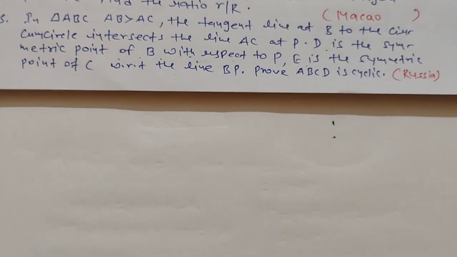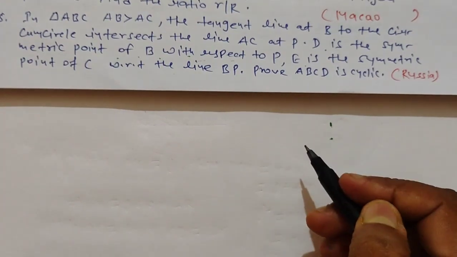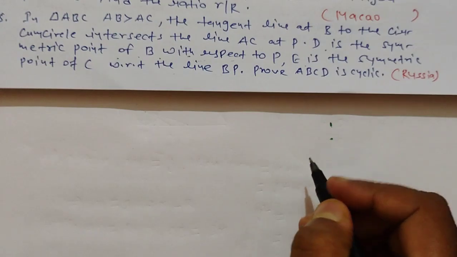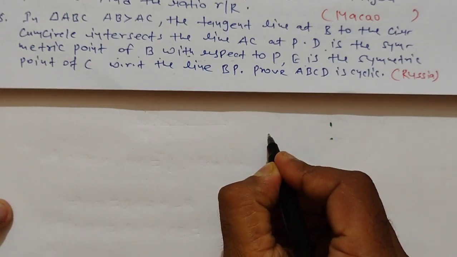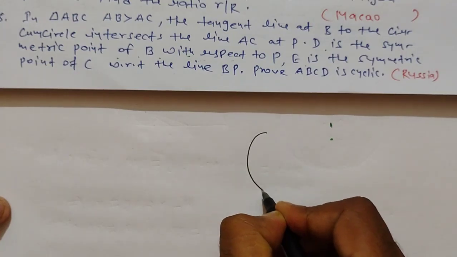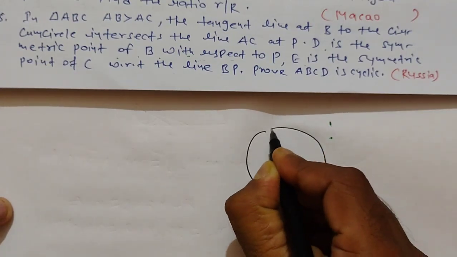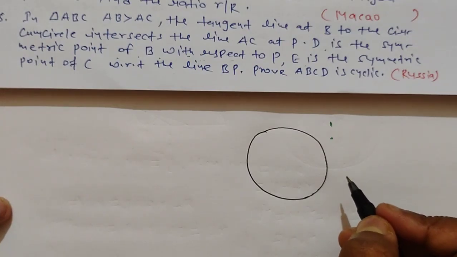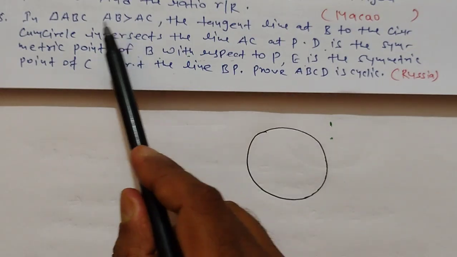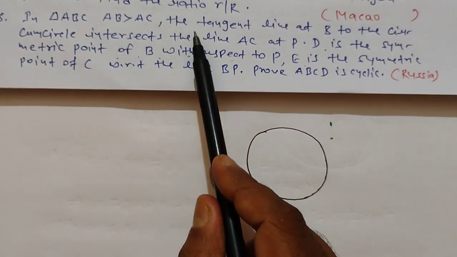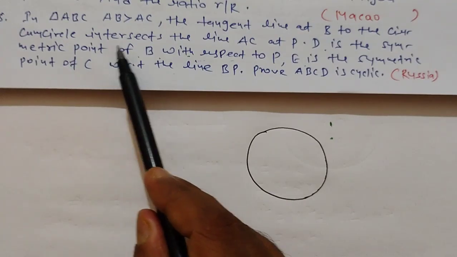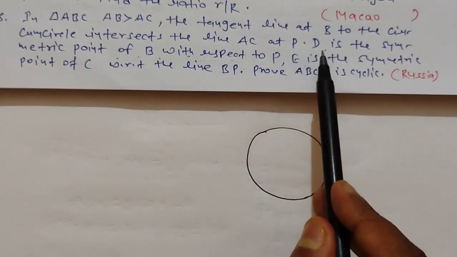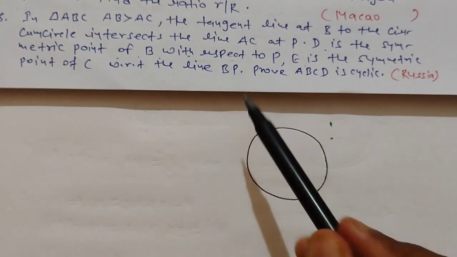Now we have a diagram according to the problem given. The first is this is the circle, and in triangle ABC, AB is greater than AC, and the tangent line at B to the circumcircle intersects the line AC at P, and D is the symmetric point of B with respect to P.